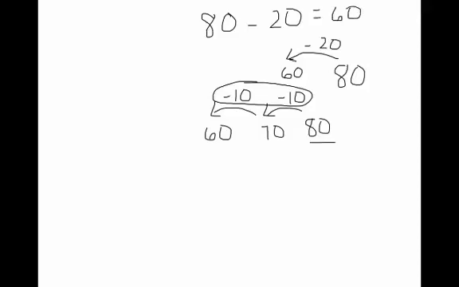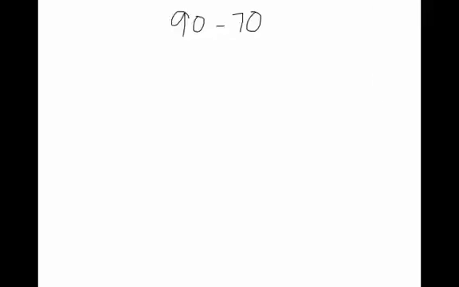All right, so moving along, and you can see I'm kind of skipping over some problems on your practice sheet, but you can go back and do the others if you like. All right, so here's 90 minus 70. Notice we're starting with multiples of 10, okay? And I can think of this as 90 minus 70 because I know 7 tens and 2 tens, or 7 and 2 is 9, so 90 minus 70 is 20.